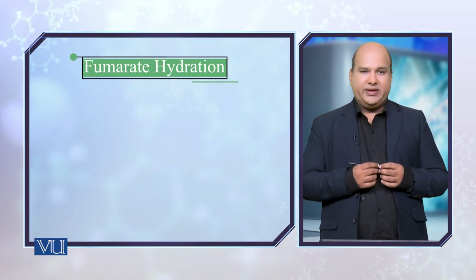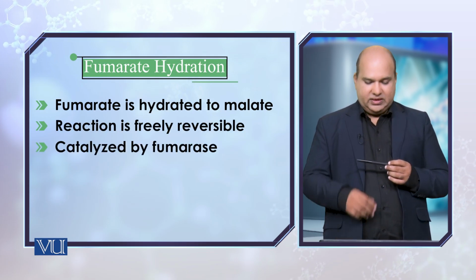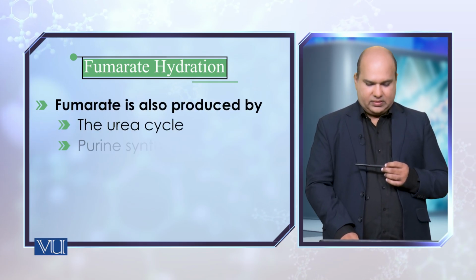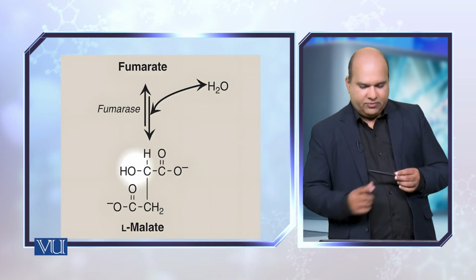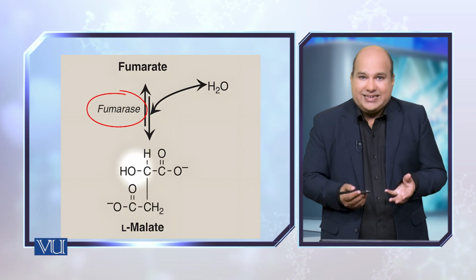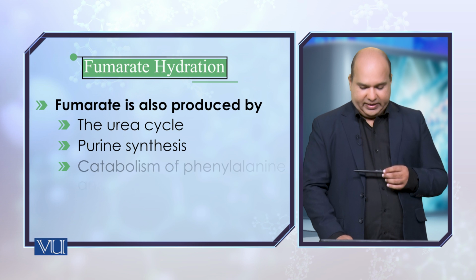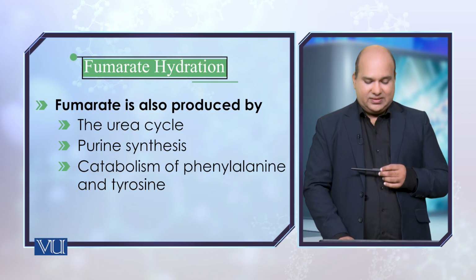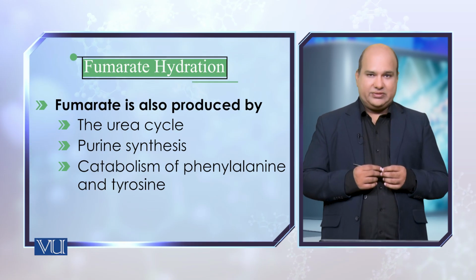Then fumarate is hydrated to give rise to the formation of malate. The enzyme here is the fumarase enzyme, and water is added here. That's why we say it's the hydration process. In addition to succinate, fumarate is also produced by the urea cycle, during purine synthesis, and through the catabolism of phenylalanine and tyrosine.